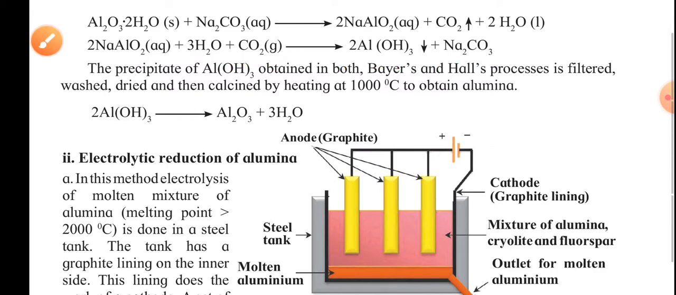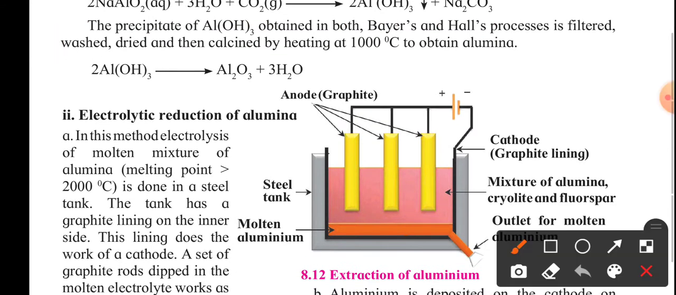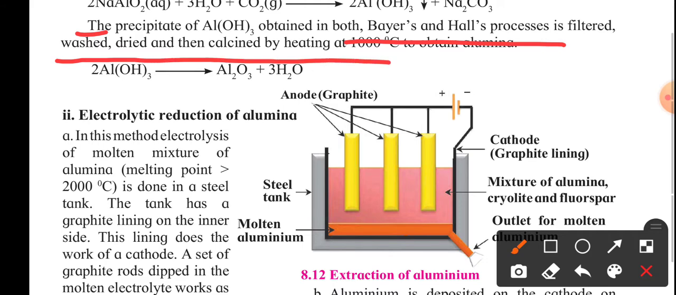The precipitate of aluminium hydroxide obtained in both the Baeyer's process and the Hall's process, what we have seen just now, is filtered, washed, dried, and then calcined by heating at 100 degrees Celsius to obtain alumina. So the precipitate of aluminium hydroxide that we get is further calcined, or heated, to obtain the alumina.